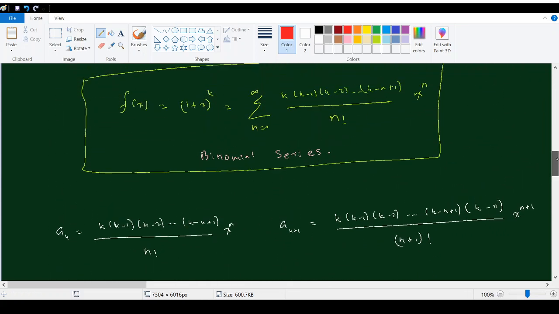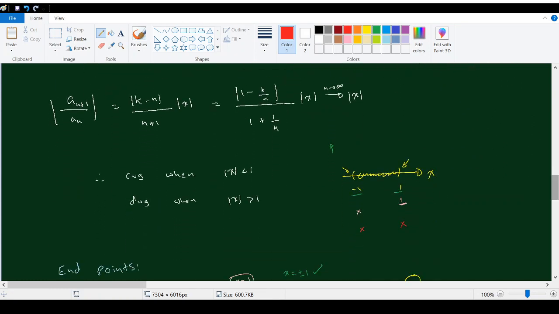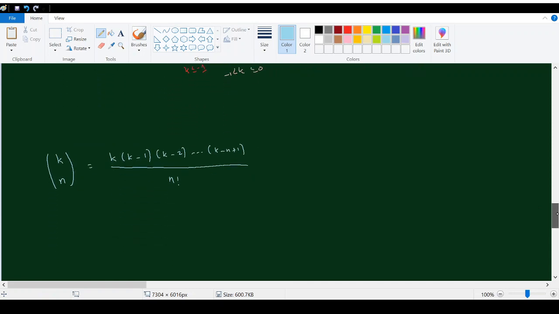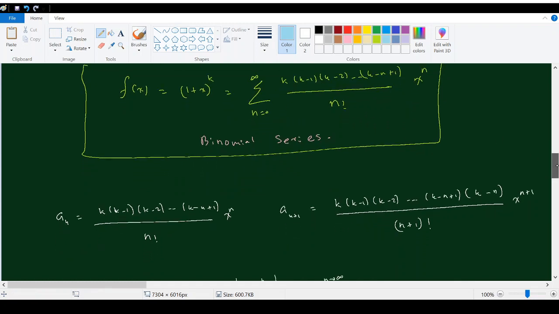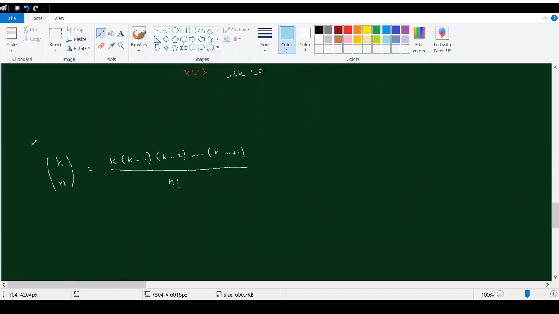Okay, so now we discussed the radius of convergence in the binomial series, and the next thing is the notation for this coefficient. For this particular coefficient, the binomial coefficient, there is a special notation and it is represented like this. Now remember, this k can be any number, right? It need not be an integer all the time.